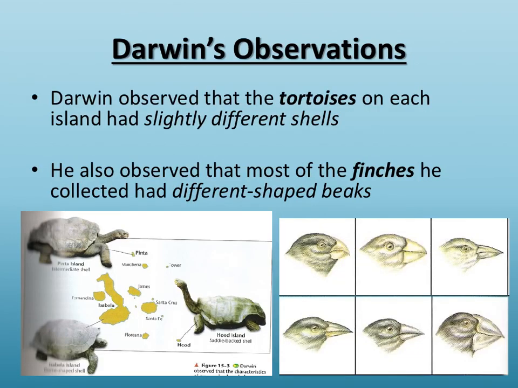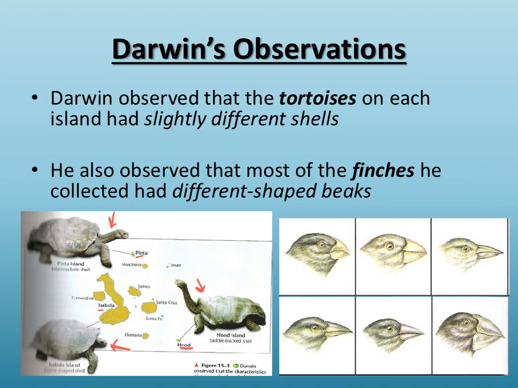Now, the tortoises, though, do give us a really simple example that we can look at, right? What Darwin noticed during his trip is that the tortoises on the different islands had slightly different shells. So, for instance, he saw this kind of tortoise on what's called Isabella Island. He saw this kind of tortoise on Pinta Island, and then this kind on Hood Island. And if you notice, their shells have a little bit different shape. Their legs are formed a little bit differently. Their neck lengths are different as well.